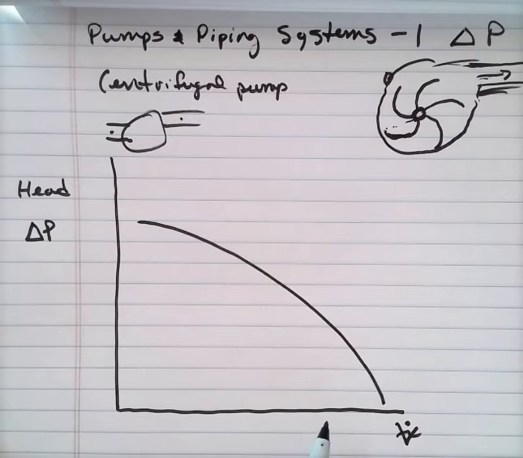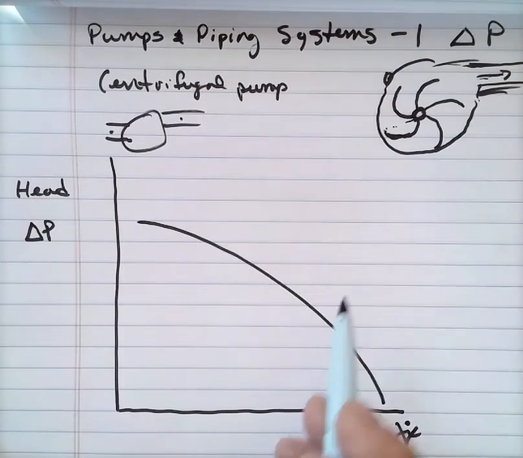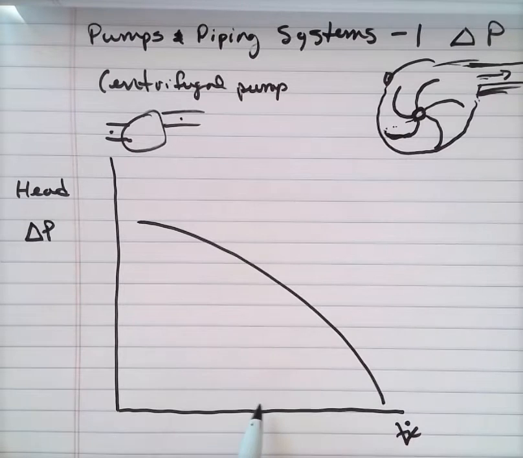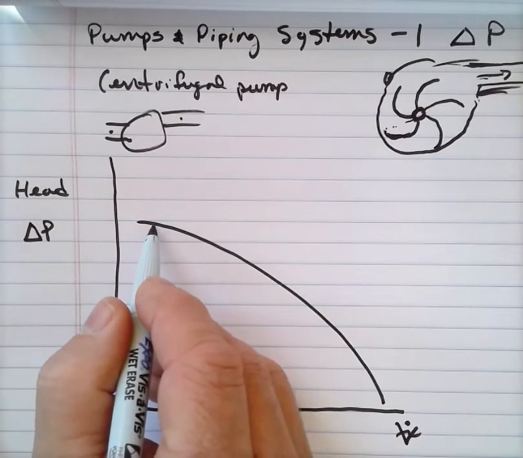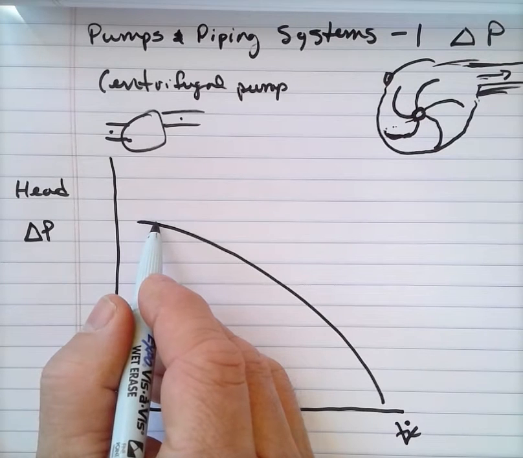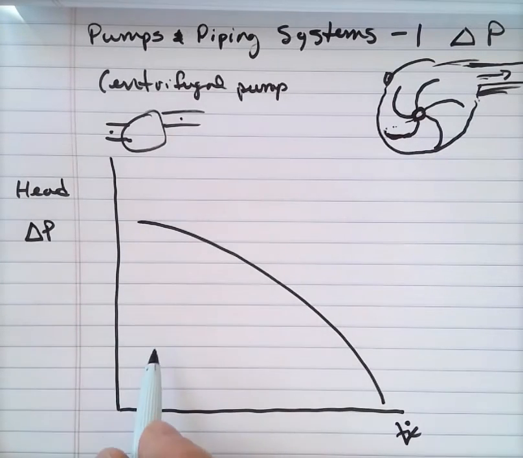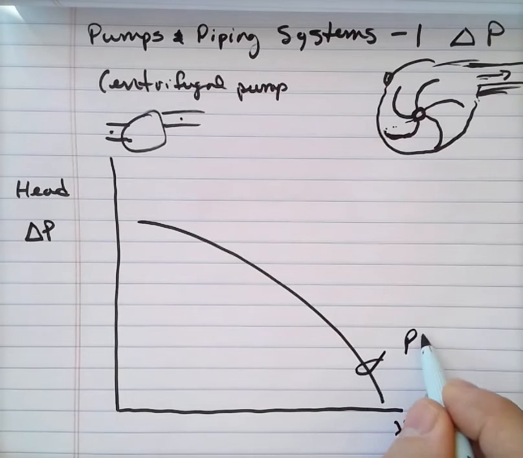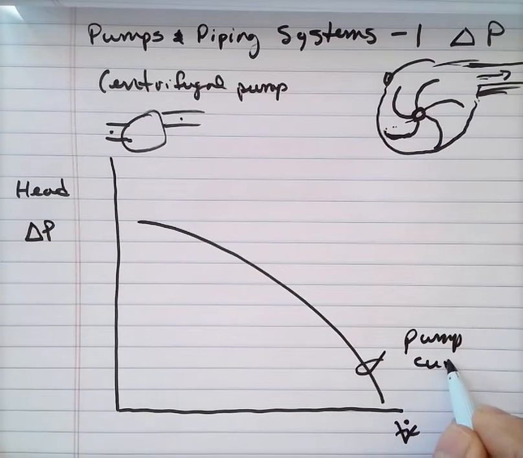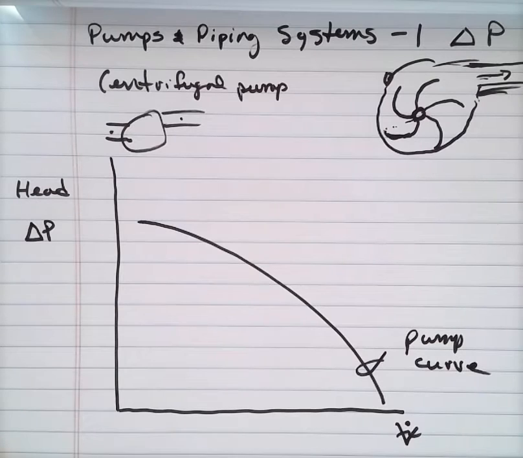What that means is that when the pump is pumping at low flow rates, it can give you a very high increase in pressure. But when the pump is pumping at high flow rates, it gives you a low increase in pressure. So there it is, pump curve.